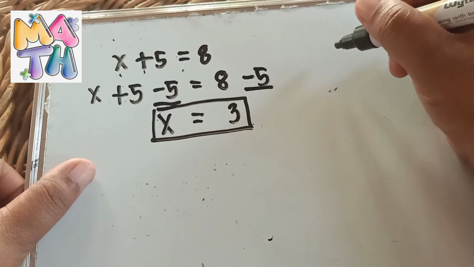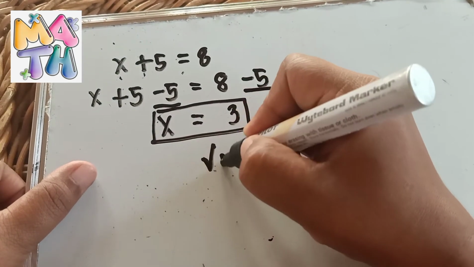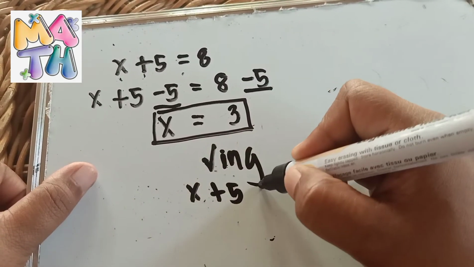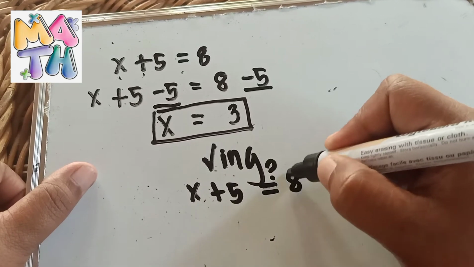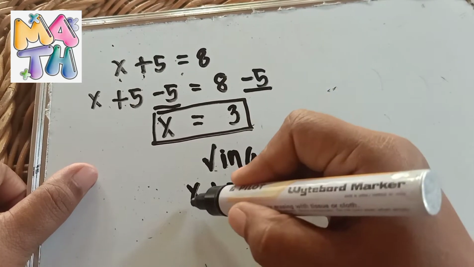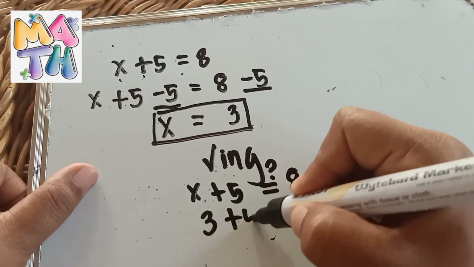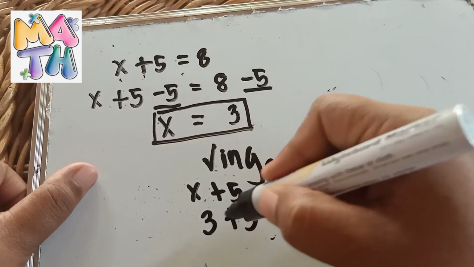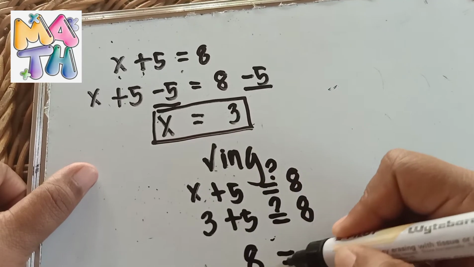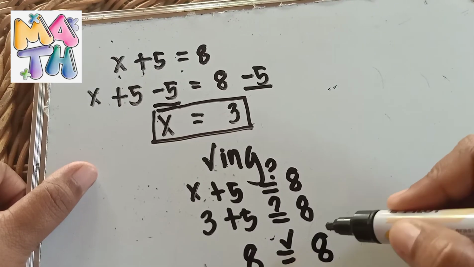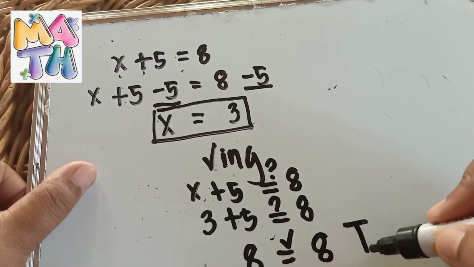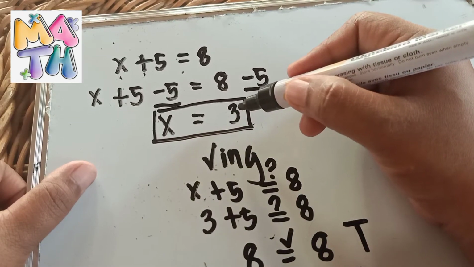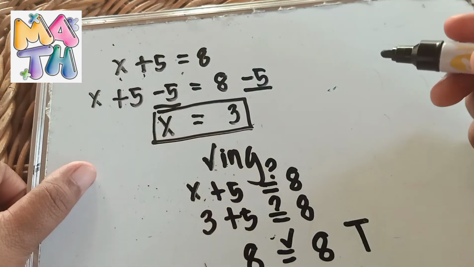So, when we do checking, we have here: x plus 5, is it really equal to 8? x is 3 here. 3 plus 5, is it really equal to 8? 3 plus 5 is 8, which is actually equal to 8. So, therefore, it is a true statement. Therefore, 3 is the correct answer for the value of x.